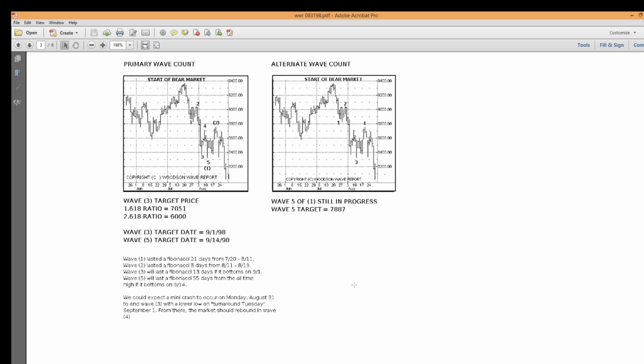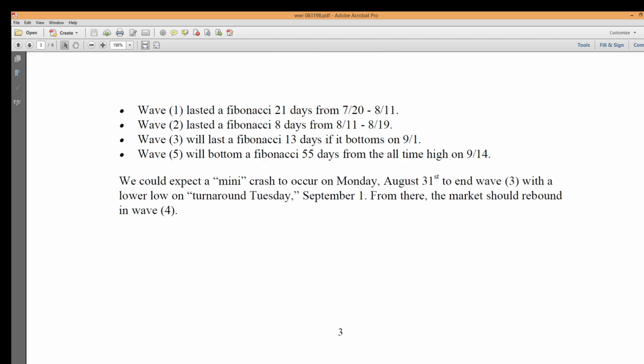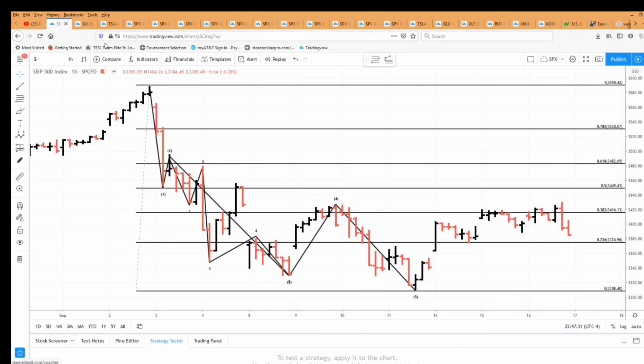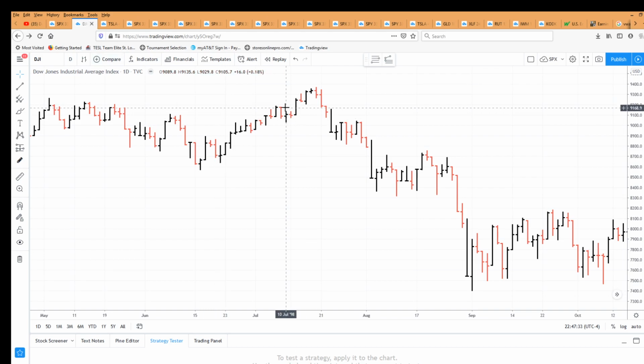Okay, and then we said that we could expect, and I got this in bigger type here, okay, here we go: we could expect a mini crash to occur on Monday, August 31 to end wave 3, with a lower low on turnaround Tuesday, September 1. From there, the market should rebound in wave 4. Okay, and that's where we found that it happened just like we expected.